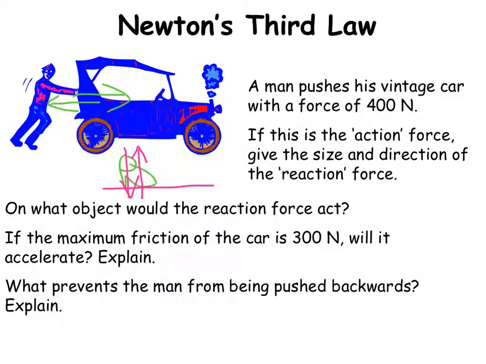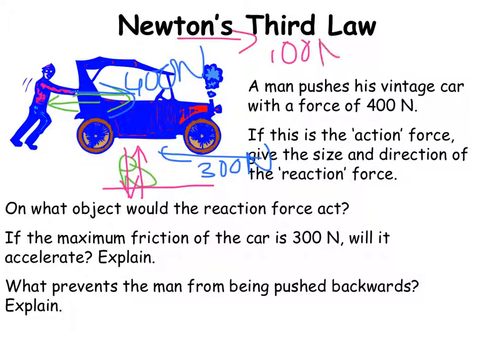Now you might think, well, there's 400 newtons forward and 400 newtons back, so this car is not moving at all. Remember, you are only interested in the forces on the car. There's a 400 newton force forwards on the car. There's a 300 newton force backwards on the car. And therefore, will this car move? Yes, there's still 100 newtons acting in the forward direction: 400 minus 300. The 400 newton force over here is acting on the man, not on the car, so it has nothing to do with that relationship.